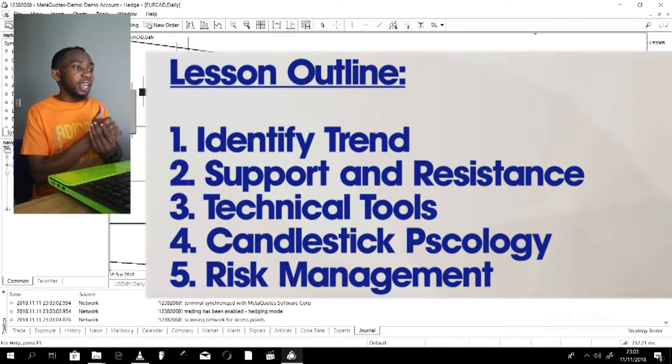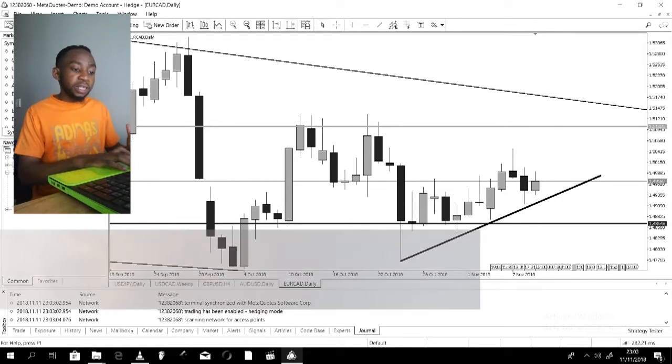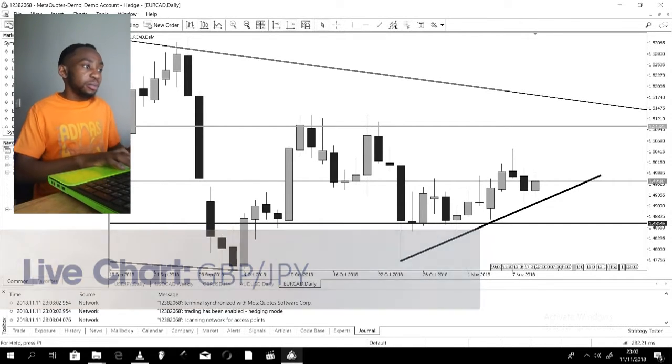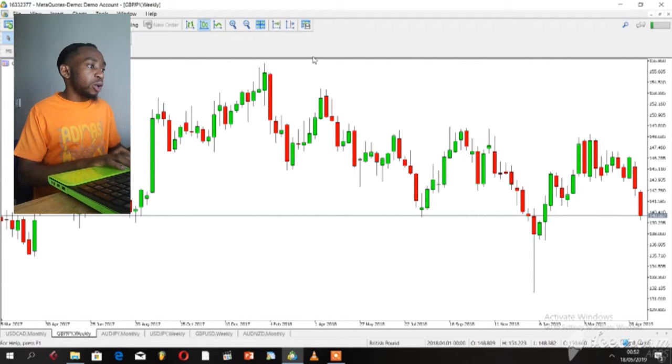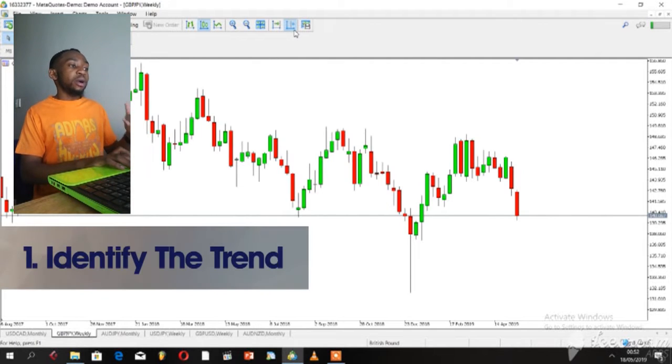Now, those are the guidelines, and to test those guidelines I will actually use a live chart today. The chart that I'm going to use is GBP JPY. So I'm going to be using GBP JPY to outline this lesson. So there we have GBP JPY on the weekly time frame. Our first guideline is for us to identify the trend.